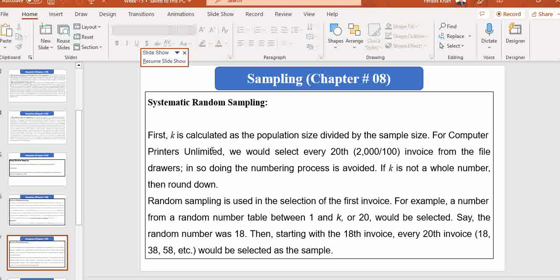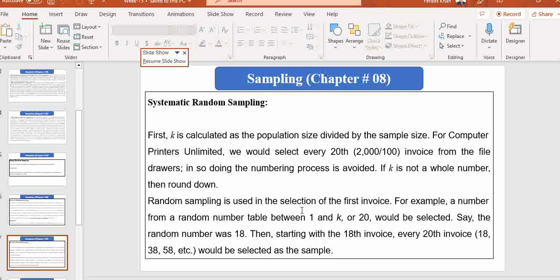For Computer Printer Unlimited, we would select every 20th invoice from the file drawers. Okay, k is 20. In so doing, the numbering process is avoided. If k is not a whole number, it can be rounded down. Random sampling is used in the selection of the first invoice. The value of k is 20, and we need to use random sampling for the first invoice.